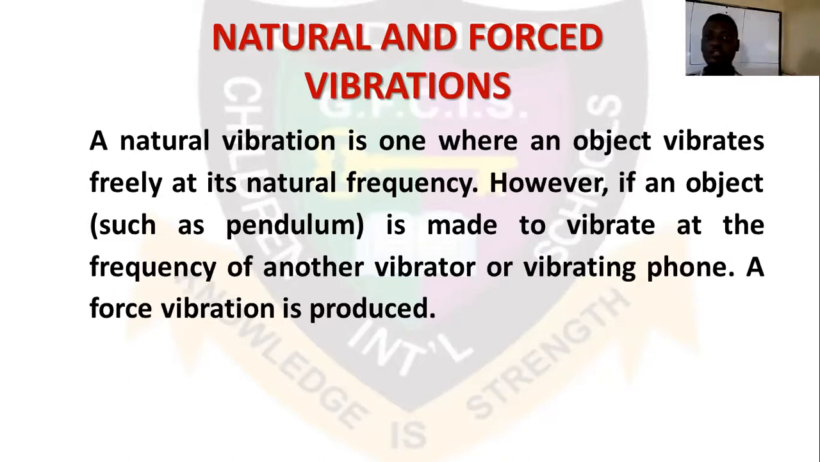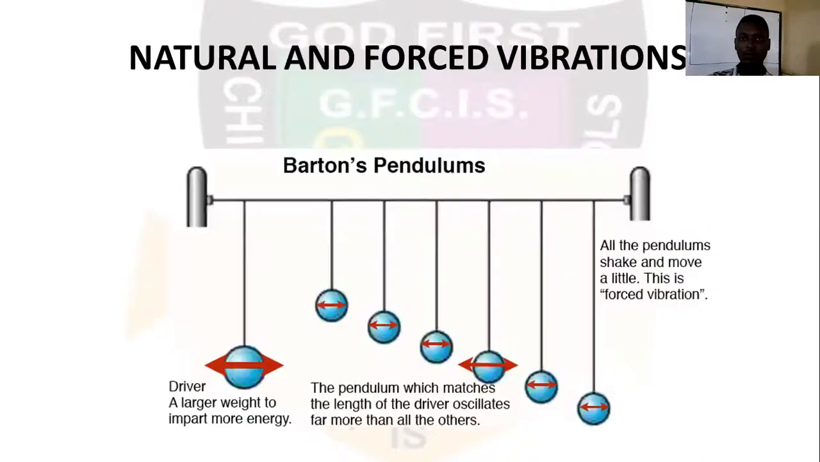A natural vibration is one where an object vibrates freely at its own frequency. However, if an object, such as a pendulum, is made to vibrate at the frequency of another vibrator or vibrating phone, a forced vibration is produced. Okay, this is what we are talking about. Look at this first pendulum bulb. This is the Barton's pendulum experiment.